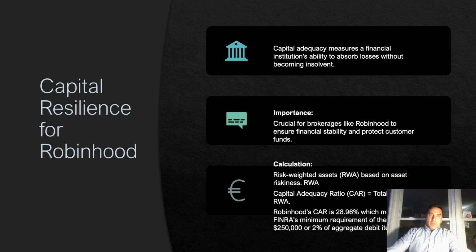We then calculated Robinhood's capital adequacy ratio by dividing the total capital and the subordinated debt by its risk-weighted assets. In Robinhood's case, they have about 28.96%. This is more than adequate given that it meets the minimum capital requirements for broker-dealers as set by the Financial Industry Regulatory Authority. This states the capital must not be less than $250,000 or 2% of its aggregate debit items. Robinhood is in great shape with their capital adequacy.